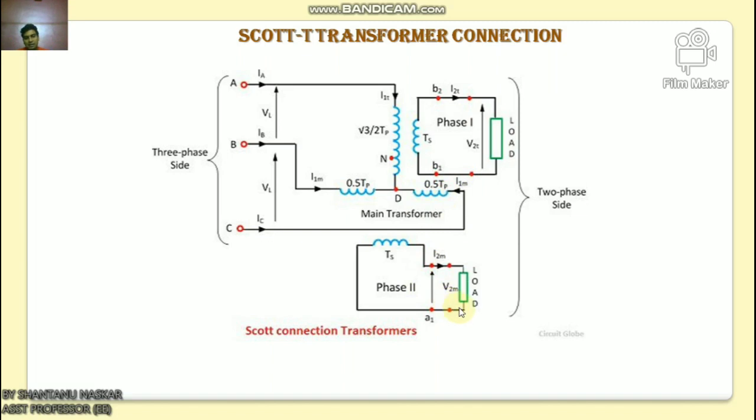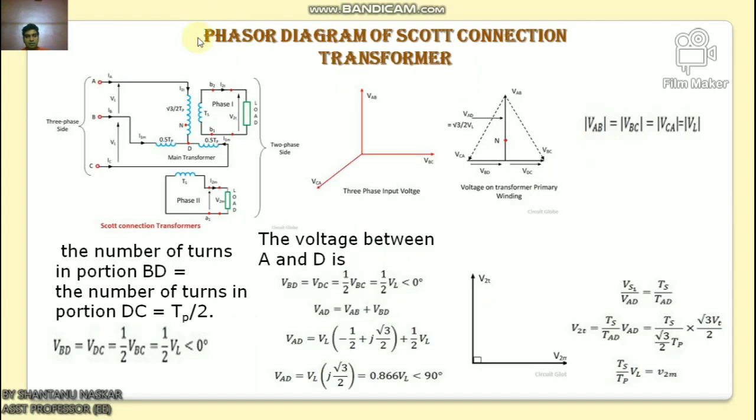So the identical interchangeable transformers used for Scott-T connection, each transformer having a primary winding of primary turns TP and provided with tappings at 0.289 primary turns, 0.5 primary turns, and 0.866 primary turns. Now I will discuss the phasor diagram of the Scott connection transformer.